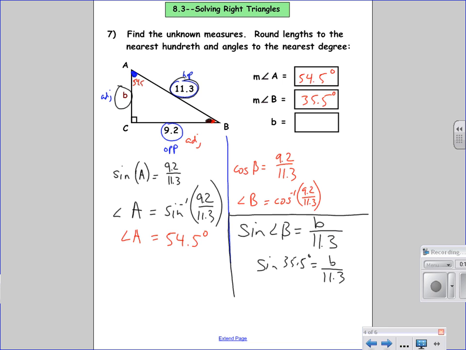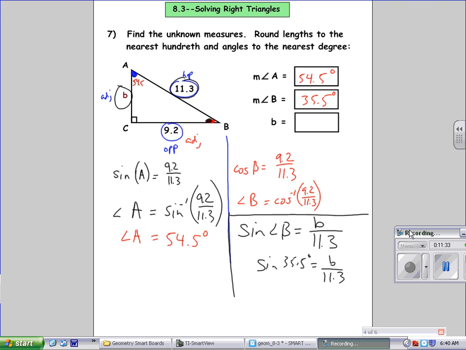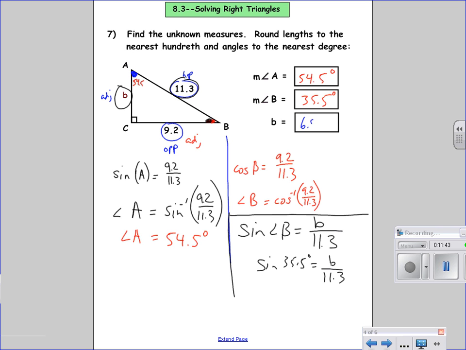Do a quick cross multiplication, and we are all set. We get B equals, in this case, sine of 35.5 times 11.3, which is a grand total to the hundredth of 6.56. Okay? Now I've solved the right triangle. What does that mean? I have all the angles and all the sides for the right triangle. So that's your skill for today, solving right triangles. And the add-on thing that we needed was, given a ratio, I use the inverse to come out with an angle.